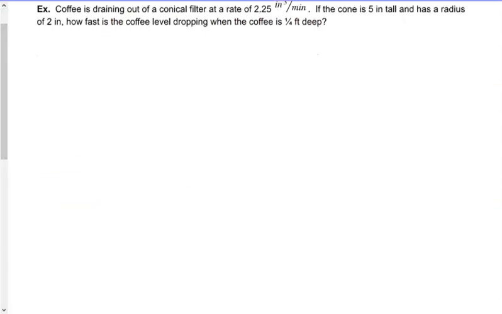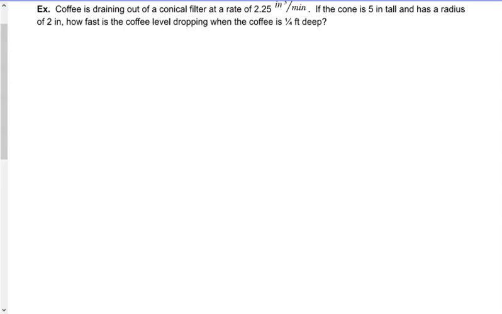All right, so our last problem here talks about coffee draining out of a conical filter at a rate of 2.25 inches cubed per minute. Inches cubed is a volume unit, okay? So you want to make sure you note that. If the cone is 5 inches tall and has a radius of 2 inches, how fast is the coffee level dropping when the coffee is 1/4 feet deep?